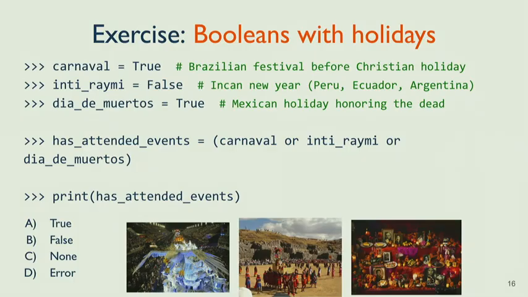So I'm trying to check to see, have I attended these events? El Carnaval, or Inti Raymi, or Dia de Muertos. And I want to print out this variable, has attended events. What is the answer here? True. True, why is that? Because Carnaval is true, and also Dia de Muertos is true. Right? And it's just or, so as long as one of them is true, then it's all true. Okay? Because we're using the or. We print it. Has this person attended any of these events? They have. At least one. Right? So that's why it's true. Okay? That make sense? Yeah.